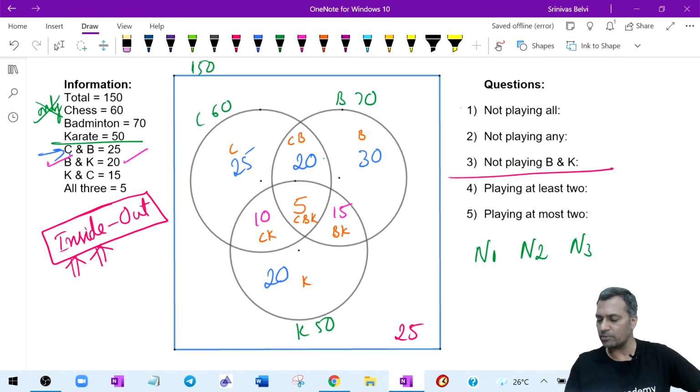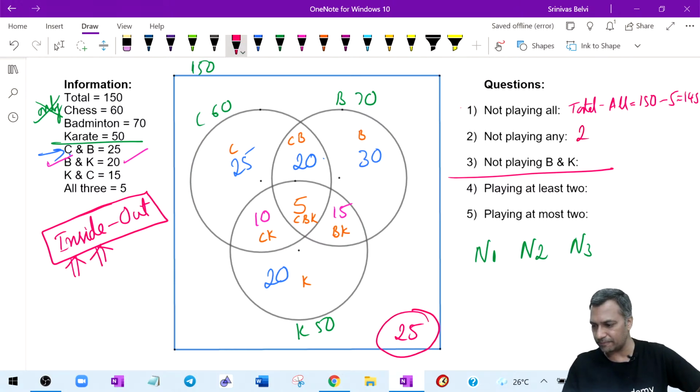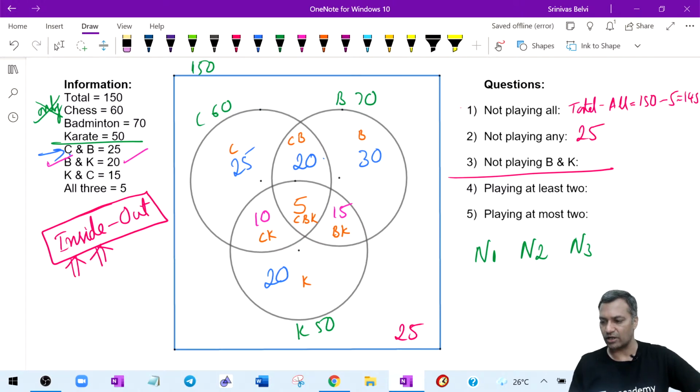Fair enough. Now, not playing all is total minus playing all. When you do this, total is how much? The total is 150, minus playing all, which is 5, because playing all is right here in between. Which becomes 145. Perfect. Not playing any is nothing but this number, 25. It's as good as asking none of these.